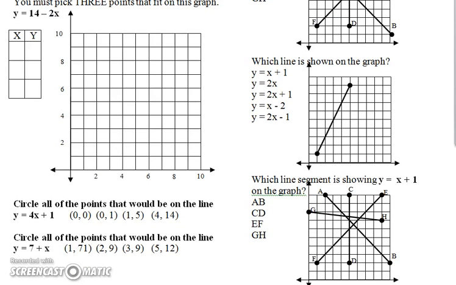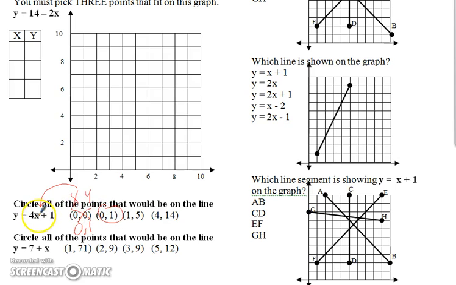We got just a few more. Circle all of the points that would be on the line y equals 4x plus 1. Remember, this is my X and my Y, so I put my X in. 0 times 4 is 0 plus 1 would be (0, 1). So that one doesn't work, but that one does.